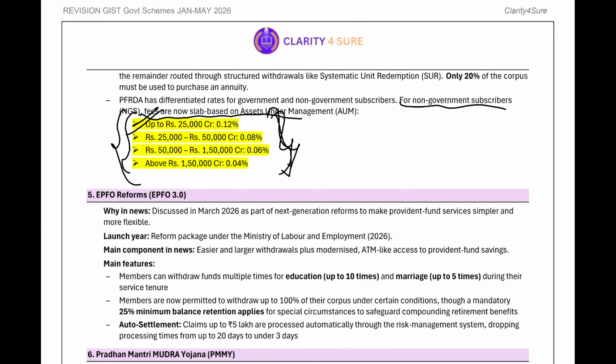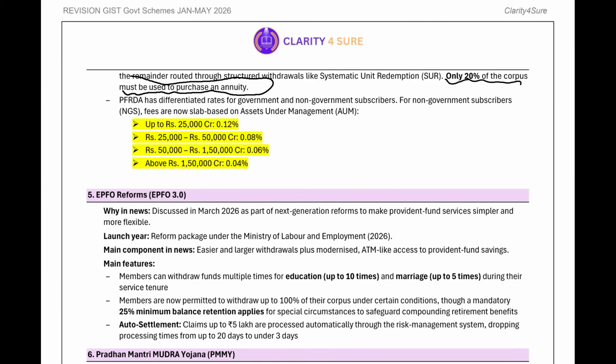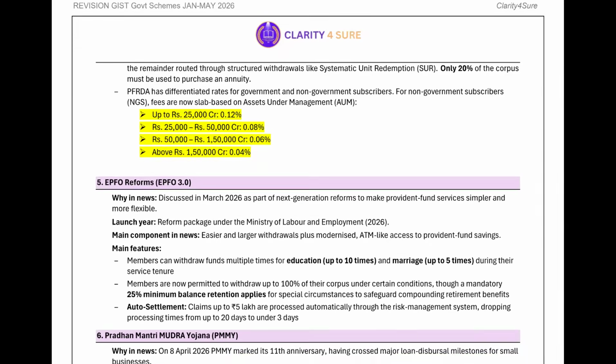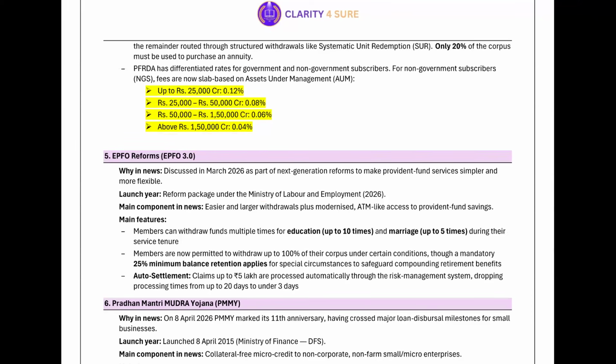Is it clear? So I'm not going to discuss it in the class because you have to revise it multiple times already, meaning one, two, three, four times. When you see it multiple times, it will be held in your subconscious mind. Is it clear? Is it clear to everyone? And one more important point: only 20% of the corpus must be used to purchase an annuity. Okay, just remember this. How much of the corpus? If any such question comes, remember only 20%. Please note it down. Okay, so this is all about the scheme, that is NPS reform 2026.